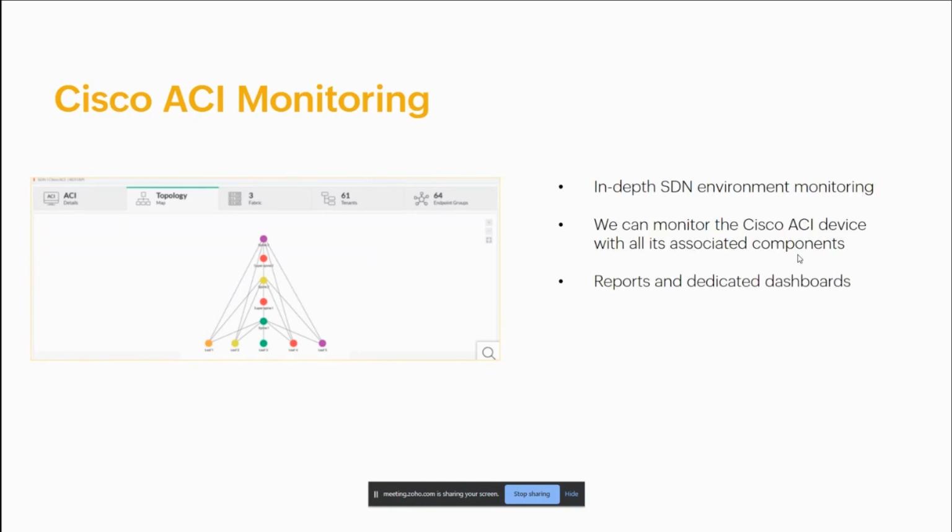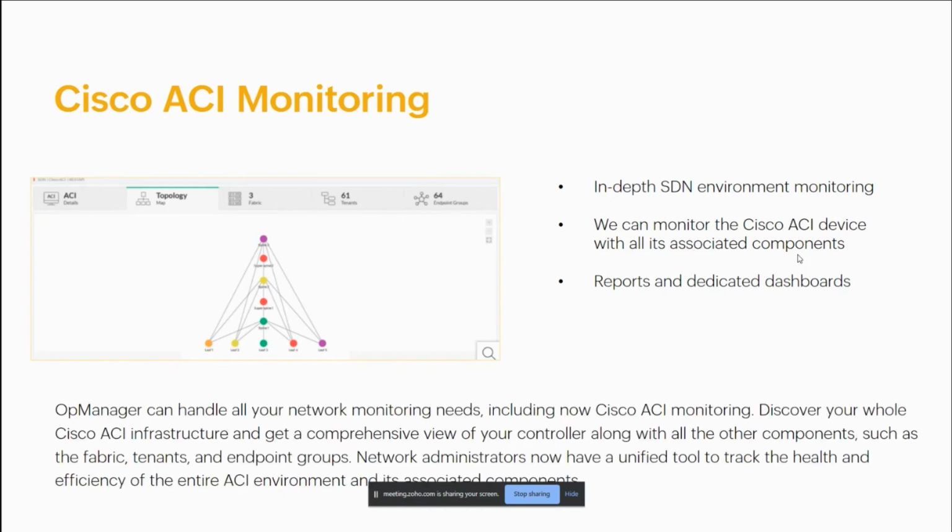You can monitor the entire Cisco ACI infrastructure and also get a comprehensive view of your controller along with all other components such as the fabric, the tenants, and the endpoint groups. The overall snapshot page is very similar to all other virtualization devices. It's very similar to a Meraki device. You'll have all the basic device details, that is, the basic Cisco ACI environment details. You'll have the APIC controller summary. You'll have a complete topology map of how all the devices are scattered in your network, and various other information regarding the associated entities of your Cisco ACI network.